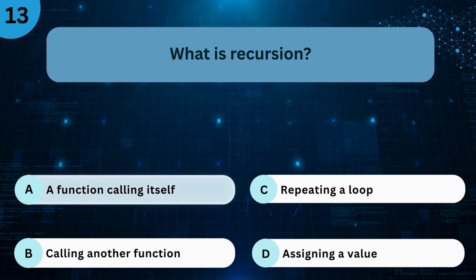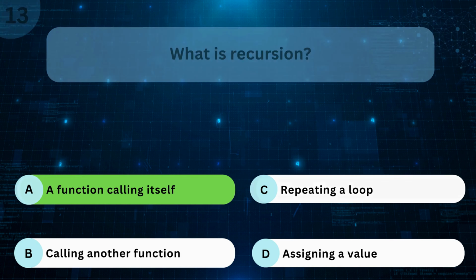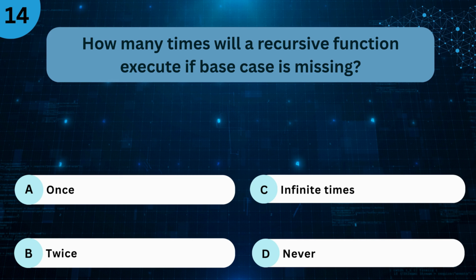A. A function calling itself. B. Calling another function. C. Repeating a loop. D. Assigning a value. The right answer is A. A function calling itself. How many times will a recursive function execute if base case is missing?